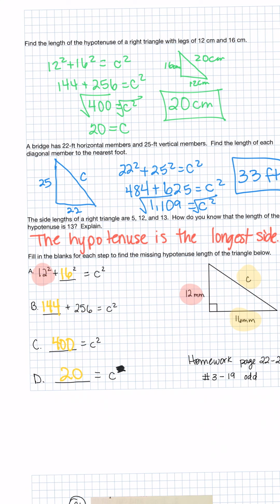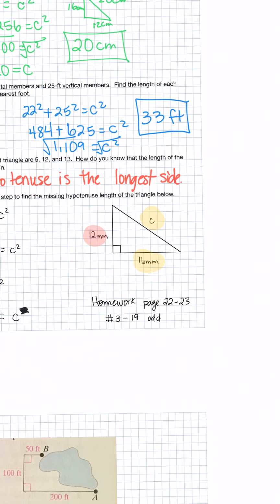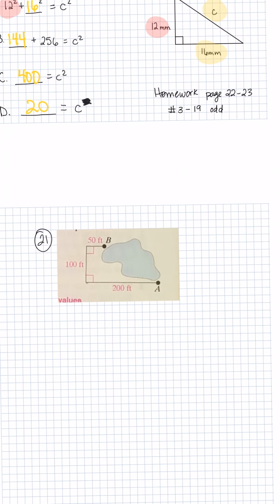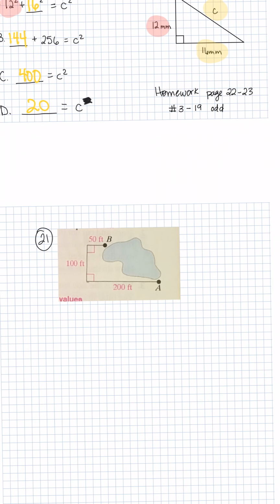C equals 20. Today's homework will be page 22 and 23, number 3 through 19 odd. Please do that on a separate note. I do want to just show you number 21. It is a challenge question. If you would like, please go ahead and press pause and try to solve this on your own, and then come back to me and let me know what you got and check it with the right answer.